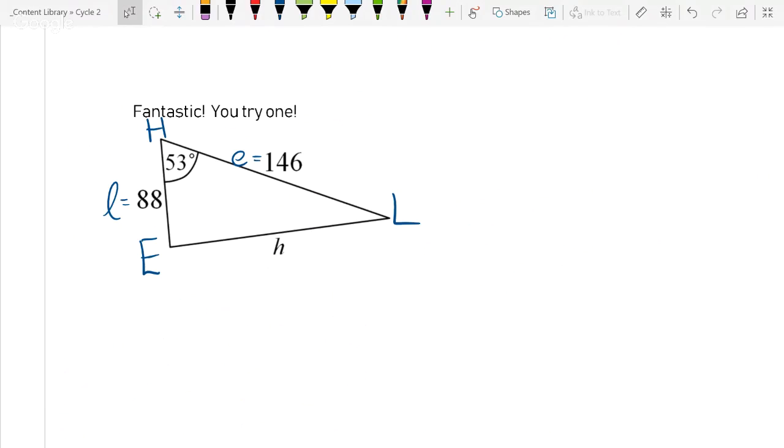Okay, can I get a volunteer? What are we looking for on this triangle? A number. Specifically, side H. Usually a small number, but this is a massive one. And does somebody want to give me the cosine law for this particular triangle?